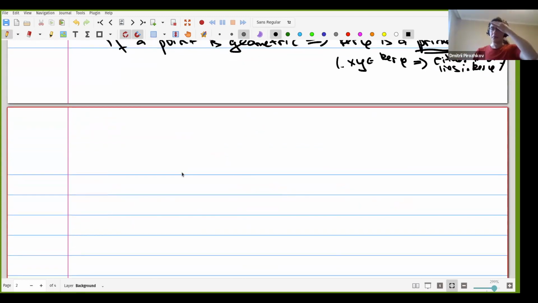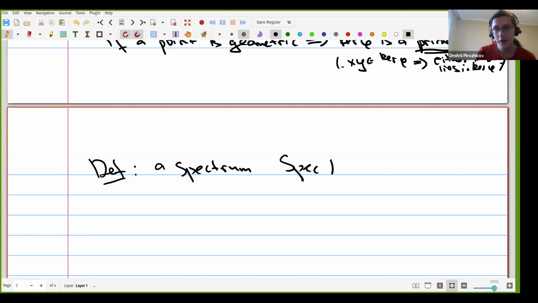Okay, so if we want to study points of our algebras, we are led to the study of ideals inside of A, or for many purposes, it is useful to think of prime ideals first and foremost. And this leads to a definition: the spectrum of A is the set of prime ideals.